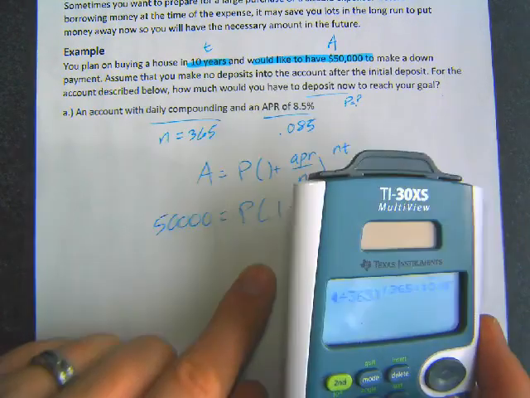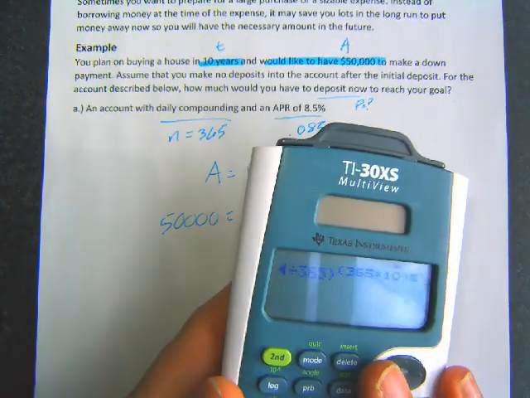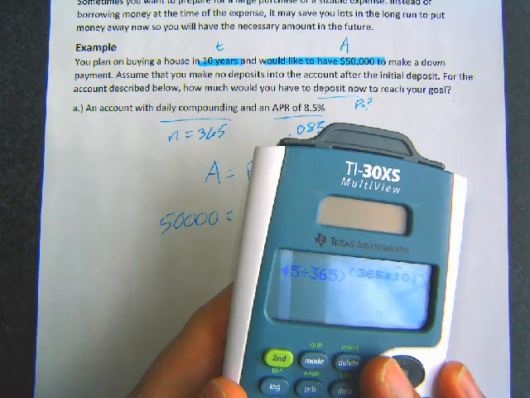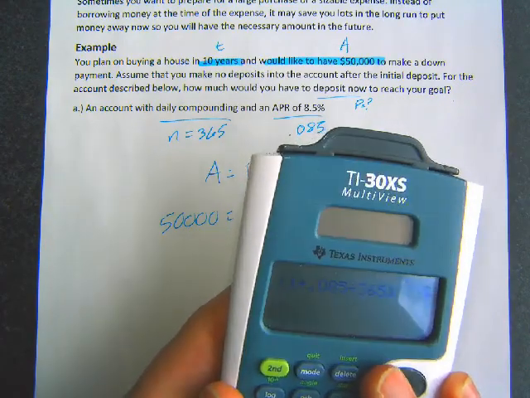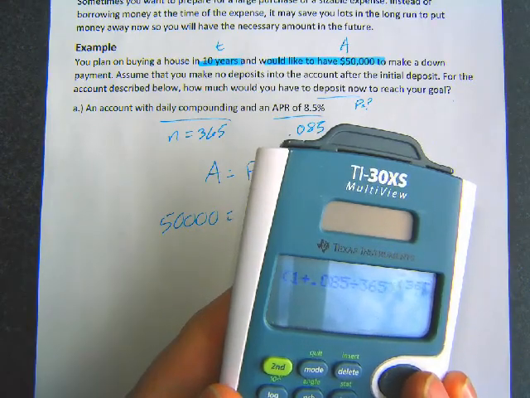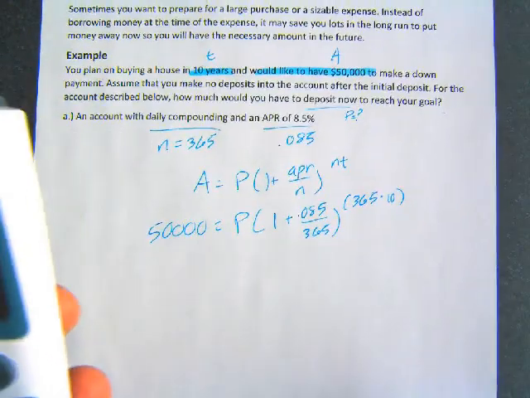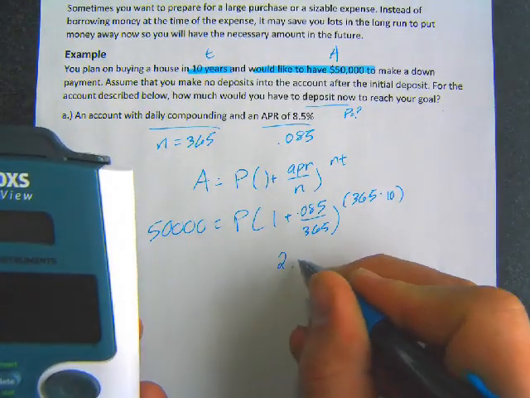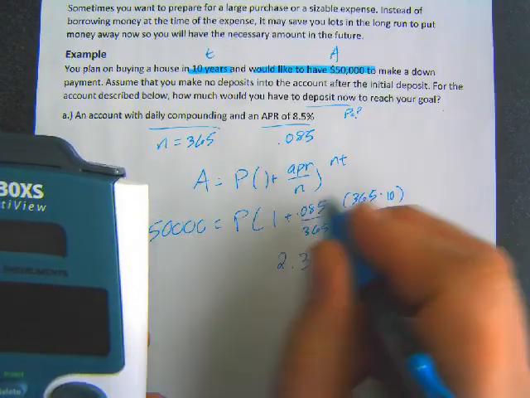Close your parentheses. So I just typed that in: I got 365 times 10, I got the parentheses around my power, and I've got the 1 plus 0.085 divided by 365. This gives me 2.33. It's not my answer, it's just a decimal number. It's a little bit nicer to work with than having to type or write all this stuff.